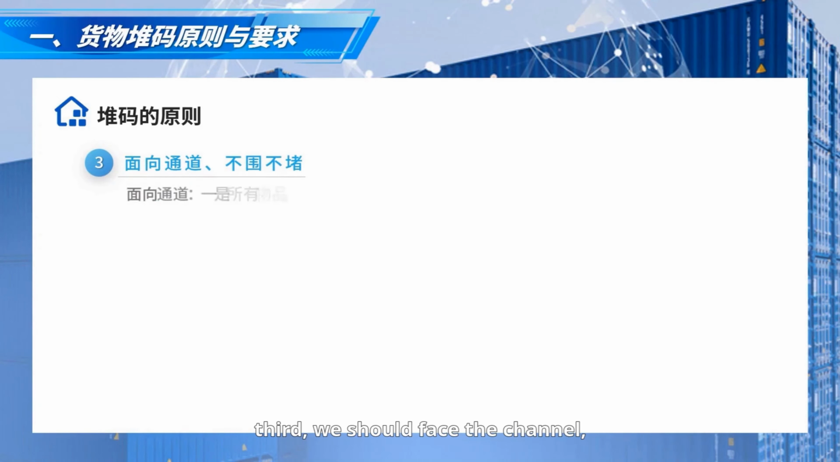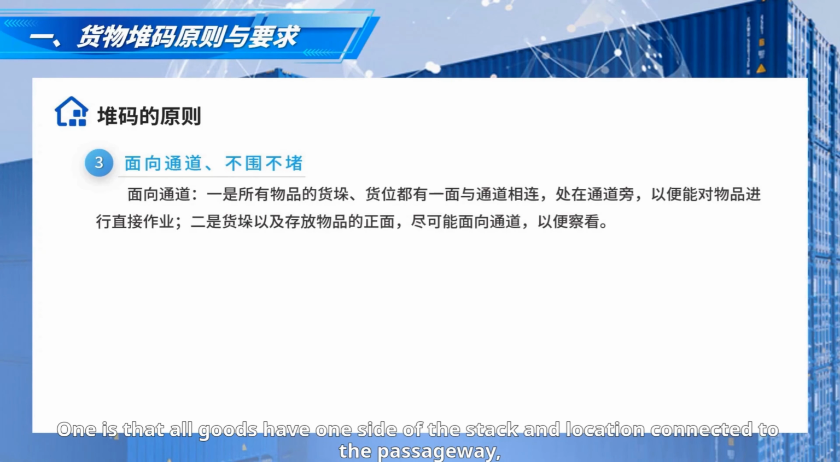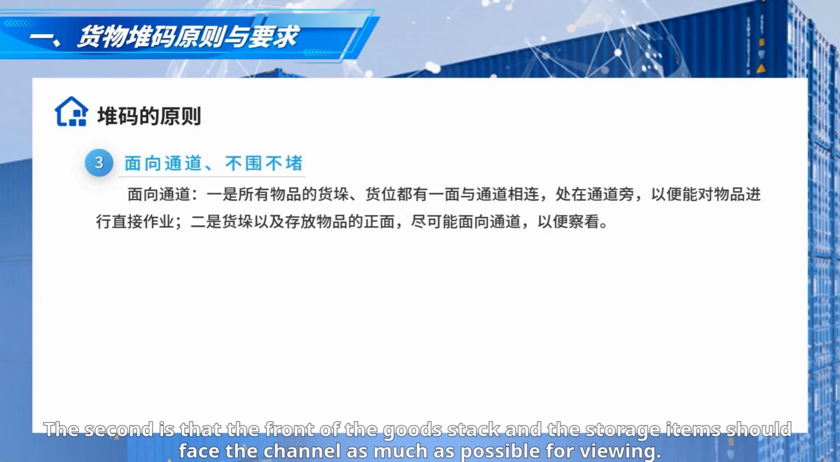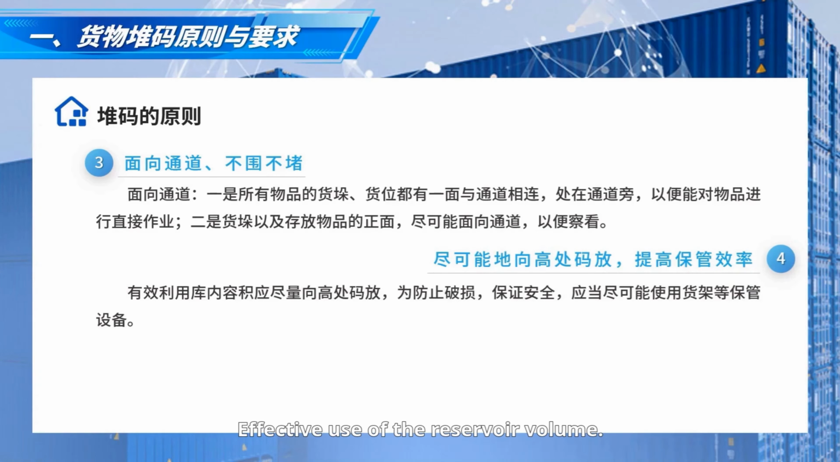Third, we should face the channel. No enclosure, no blockage facing the passageway. One is that all goods have one side of the stack and location connected to the passageway, next to the passageway, in order to be able to do direct work on the items. The second is that the front of the goods stack and the storage items should face the channel as much as possible for viewing. Fourth, it should be placed as high as possible to improve storage efficiency, effective use of the reservoir volume. It should be placed as high as possible to prevent breakage, to ensure safety.